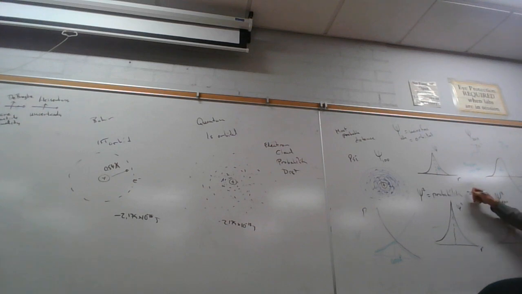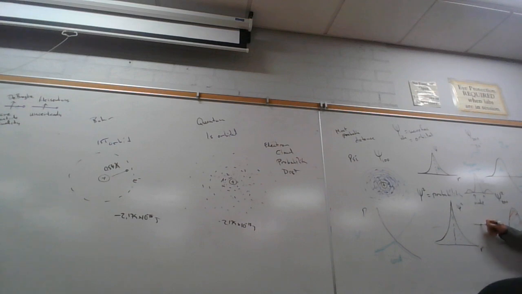The one large difference is it has this little shoulder. Do you see that? So this would be psi. And this valley where it touches zero, that's called a node. And it's just one node.